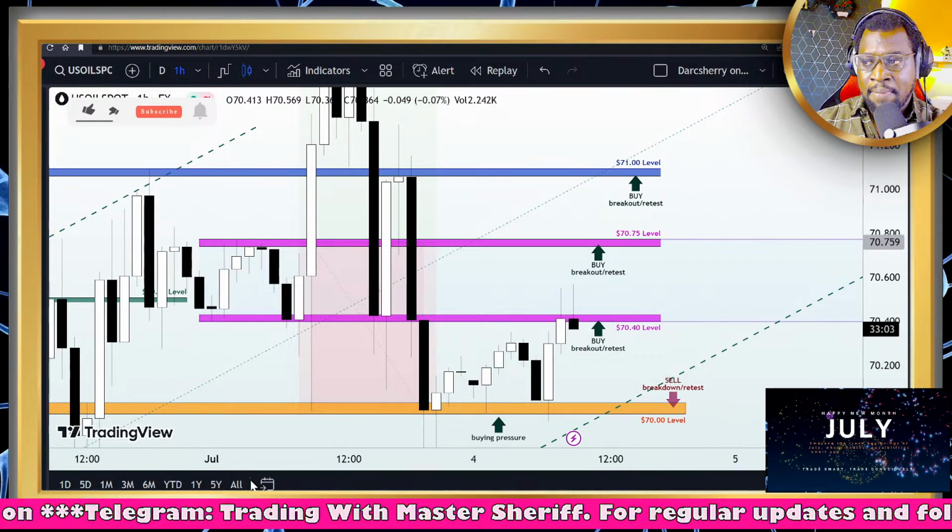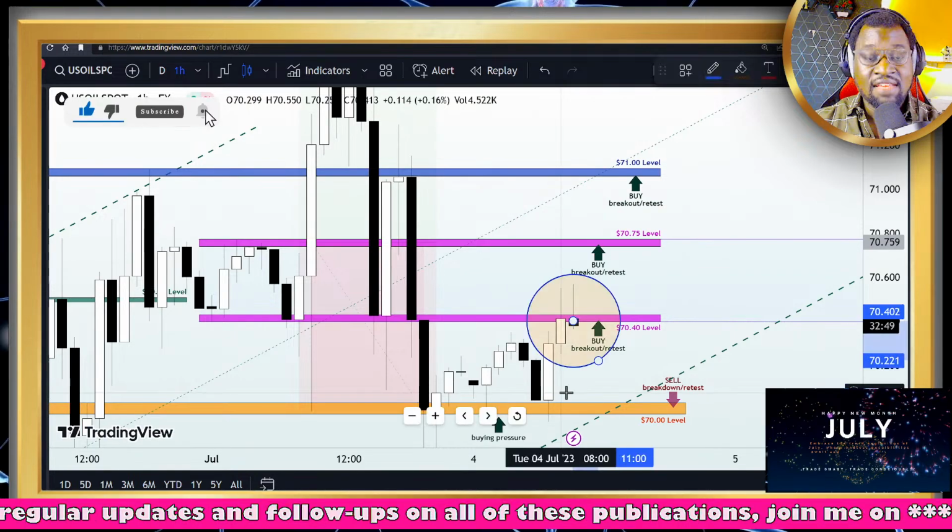So what we are looking out for right now is a breakout. Then we scale down into our lower time frame where we want to see a retest of the $70.40 level, giving us confirmations that we are good to go to buy. So that is how we are going to be buying the US Oil Spot for today.